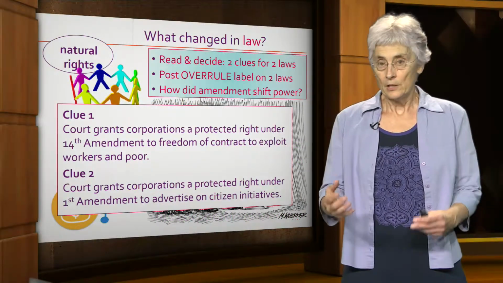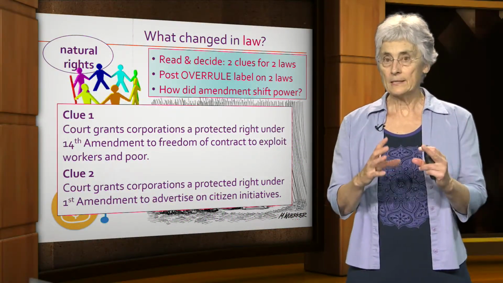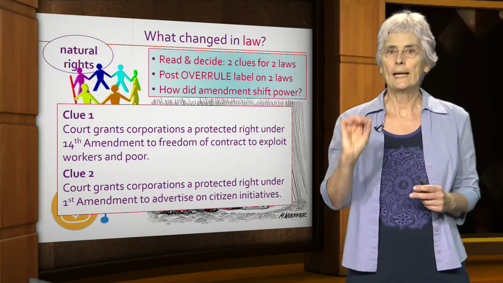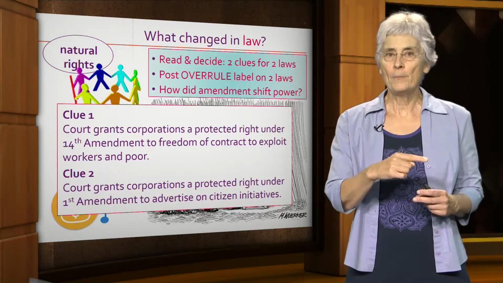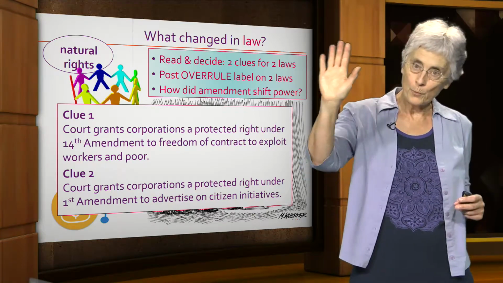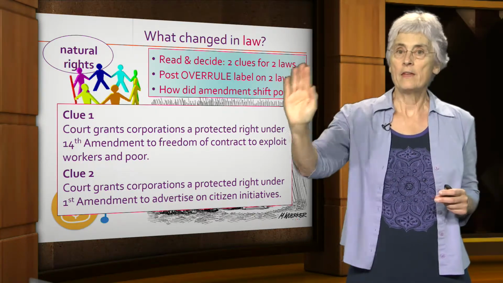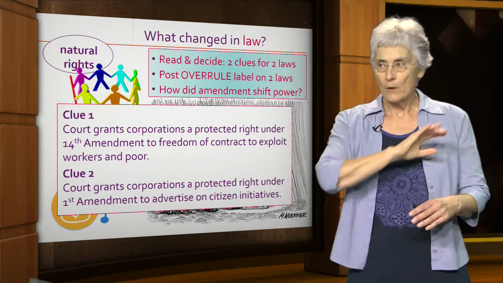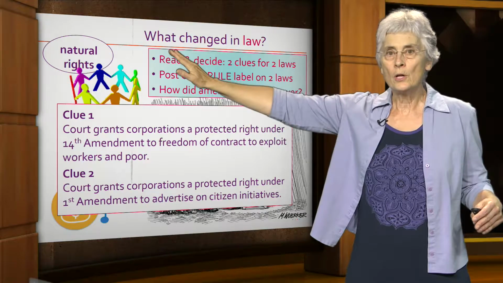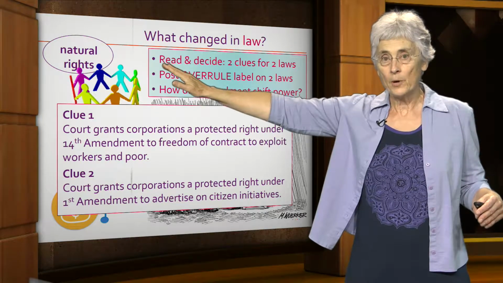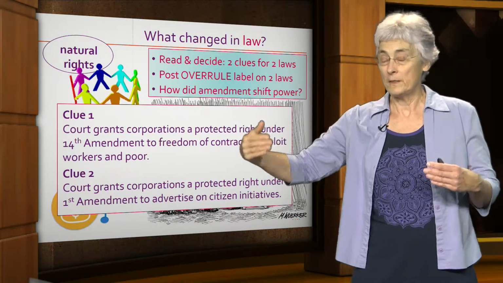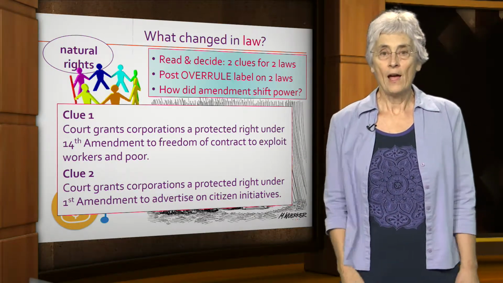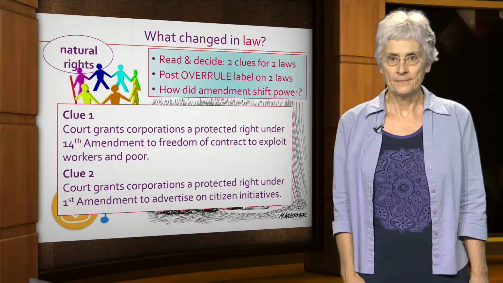So the idea is that these small table groups have this set of clues, and they have 2 overrule labels. And they have to figure out from their clues which laws they are going to go post their overrule label on the timeline. And when everybody's done, we come back and we look at the whole timeline of rights, powers, and oppression, and then we have a discussion about what this might mean for our society. So let's have a look now after we've done this activity.